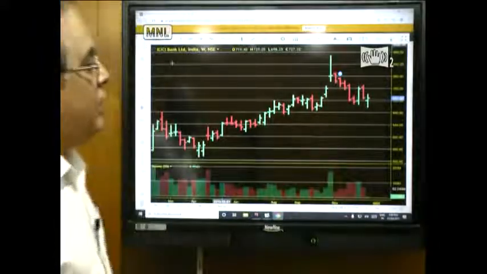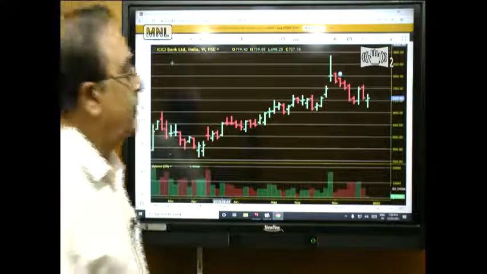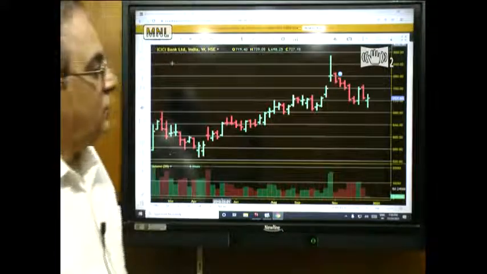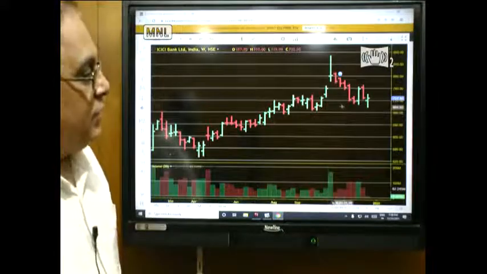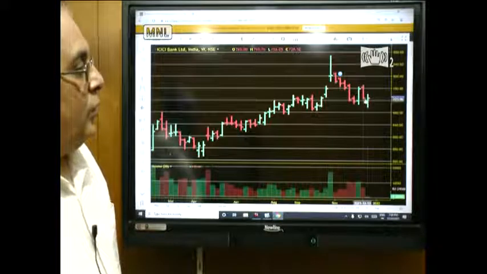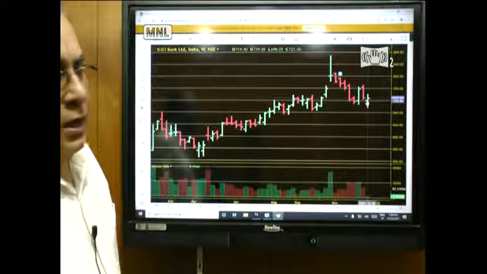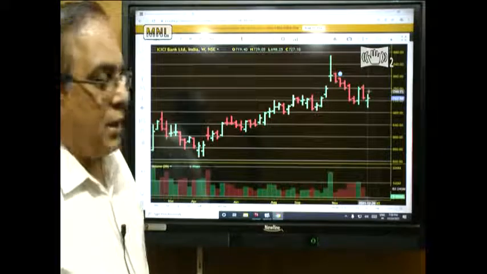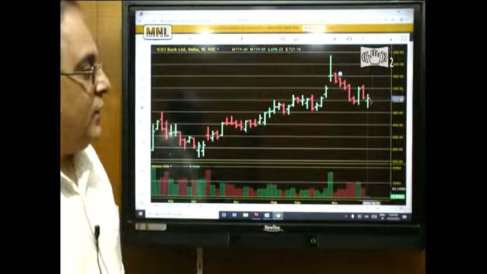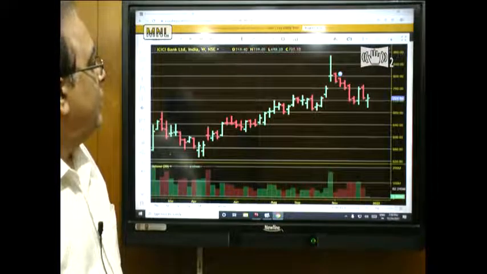So ICICI, this is a weekly chart. The weekly chart is probably still not great. We need more confirmation because this is a lower top compared to this, and it has come down a little lower. So we definitely need a confirmation pattern of either a higher bottom and higher top. Here in the weekly chart we don't have that.